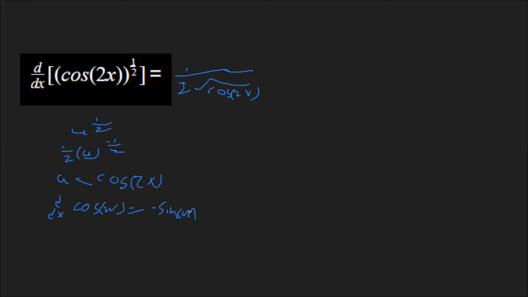So let's substitute w in for 2x. So we're going to end up multiplying this by negative sine 2x. And now we can finally multiply this by the final derivative of w being 2. And so this is our answer. Let's make it look a little better. We end up with negative sine 2x over the square root of cosine 2x.